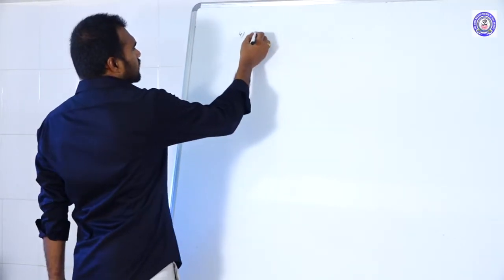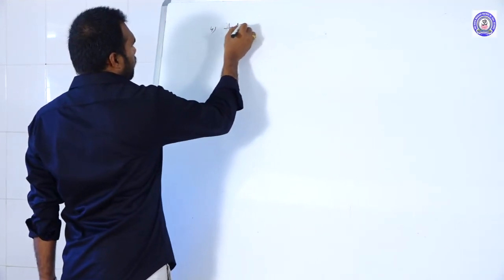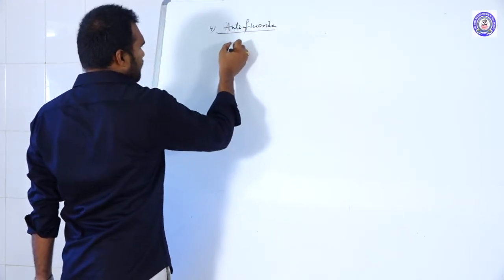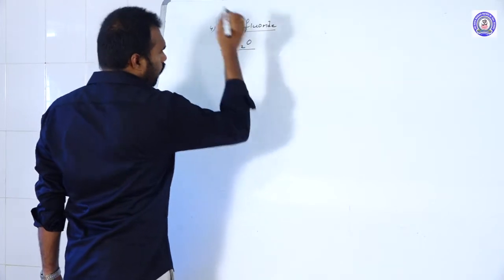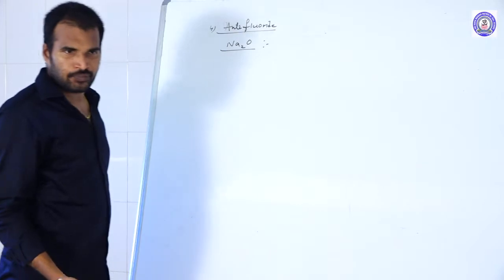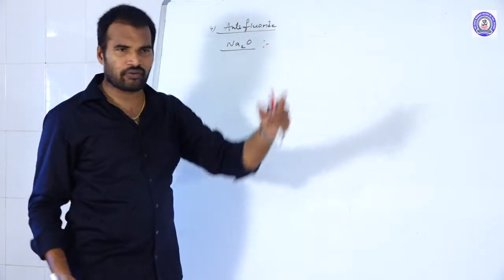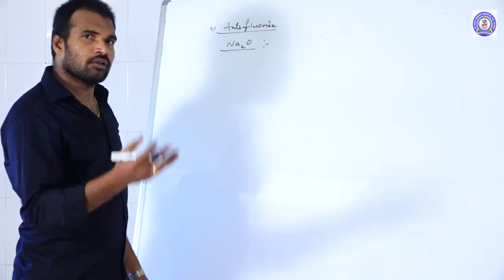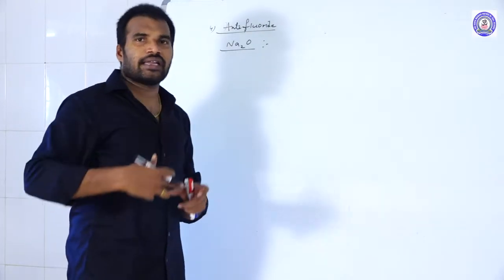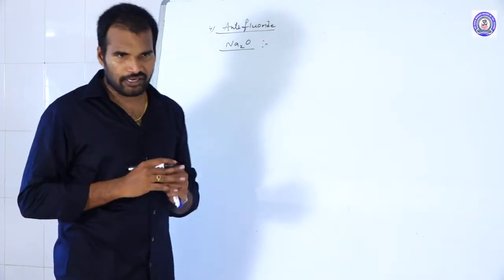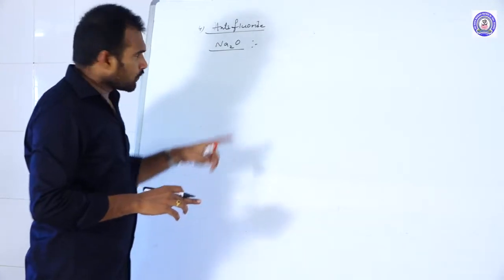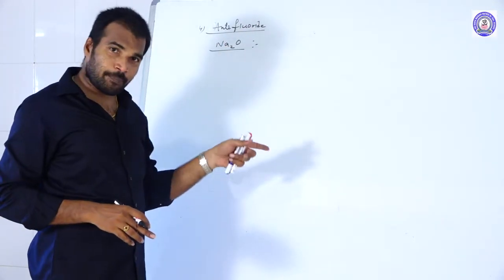We are going to discuss anti-fluorite, that is nothing but Na2O. Na2O I am going to discuss. Why are we calling it anti-fluorite? Because it is quite opposite to the fluoride. In fluorides, the cations form the FCC lattice and anions occupy the tetrahedral voids. But here it is quite opposite. That means here Na plus and O minus 2.